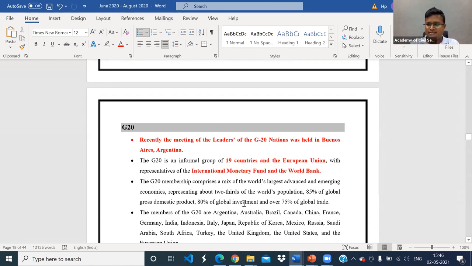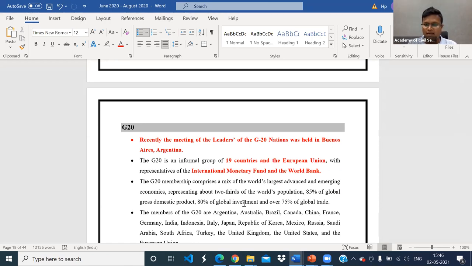The G20 leaders meeting was recently held in Buenos Aires in Argentina. What is G20? We have discussed it in the economy class, in the organizations section. G20 is the organization of the 19 most performing economies in the world, plus the European Union. So 19 countries plus the European Union make the G20.